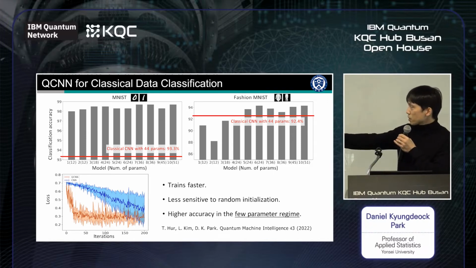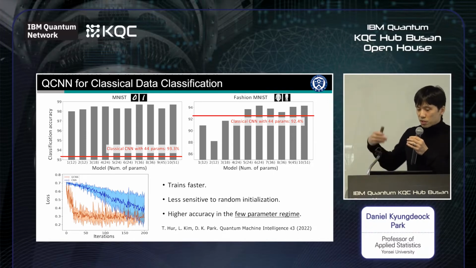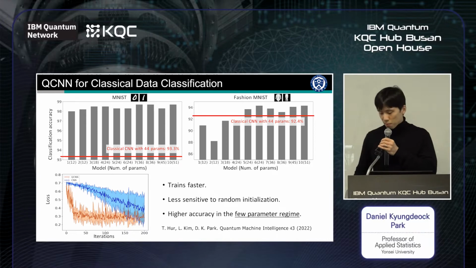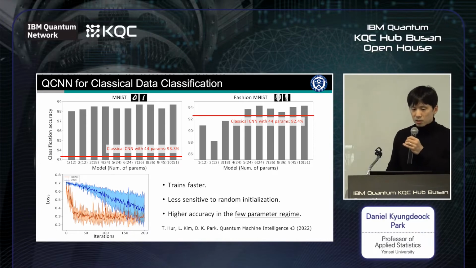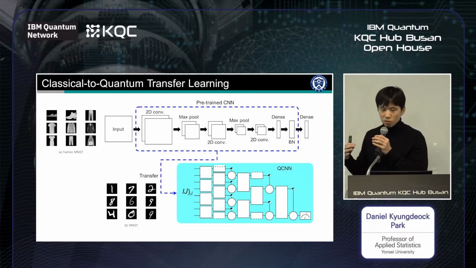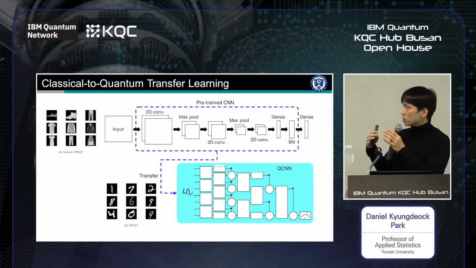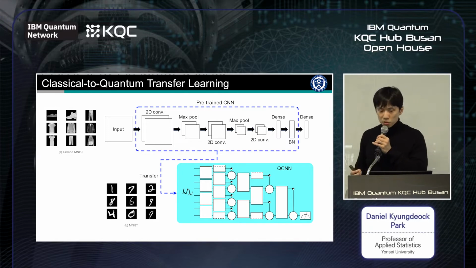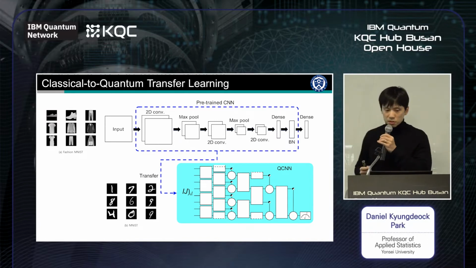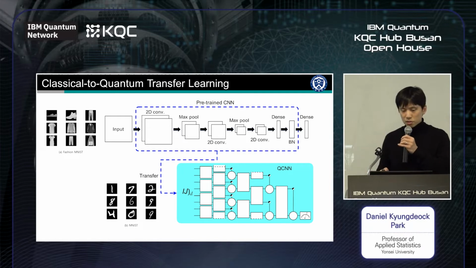So this happened only in this regime. And of course, it will be interesting to scale it up, but for now, we only observed such an advantage in the few parameter region. Okay, and then before we have quantum hardware with which we can really scale up this quantum circuit, we thought about how to fully utilize this nice feature of the quantum CNN.